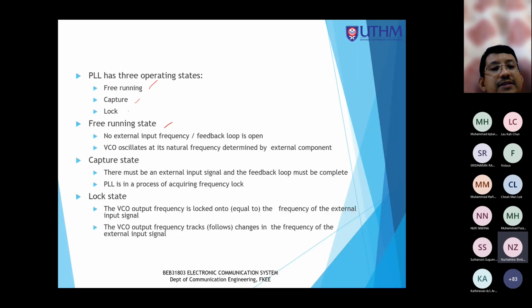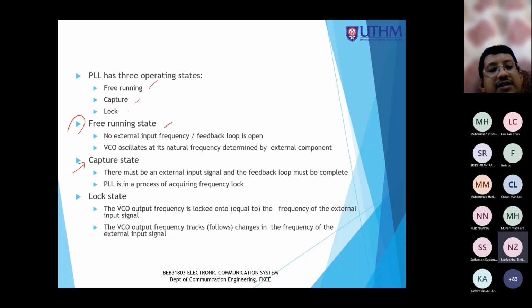So during the free running state, the PLL tries to find the input signal. Okay, it tries to find the input signal. So whenever it finds the input signal frequency, it will lock at that, it will capture that frequency. Okay, free running means that there's no input signal. Okay, sorry about that. No external input frequency.